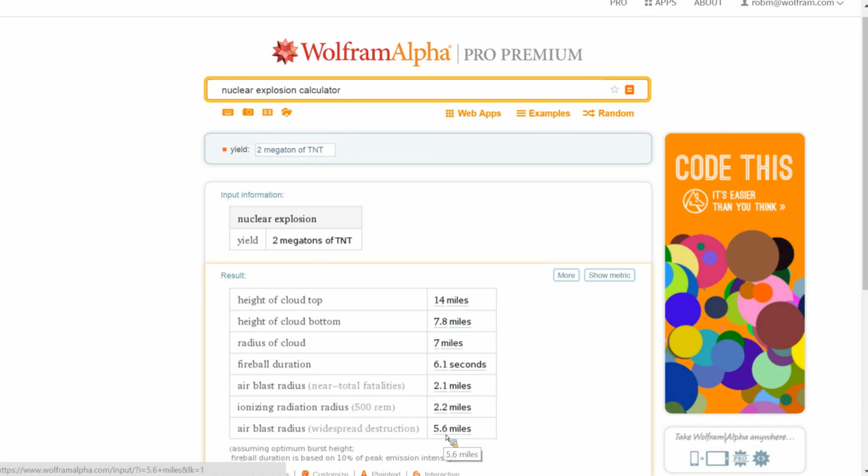Not linear, sublinear. So, as just a person who's interested in the world, I want to put in different yields, and I want to look at different blast radii, and I want to graph them, and I want to see what the mathematical relationship is. And that's a perfectly legit thing to do, and fundamentally it's not so different than doing the experiment itself. It's just much less destructive and expensive.